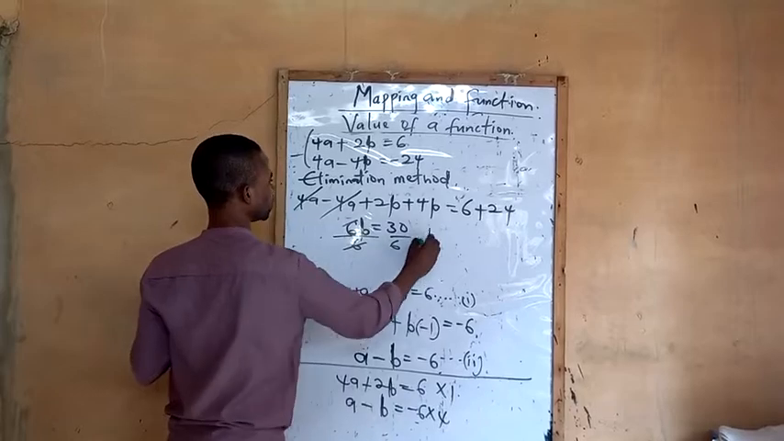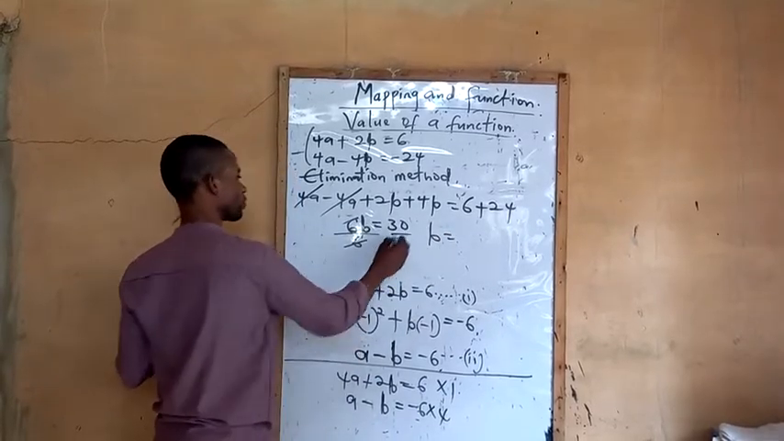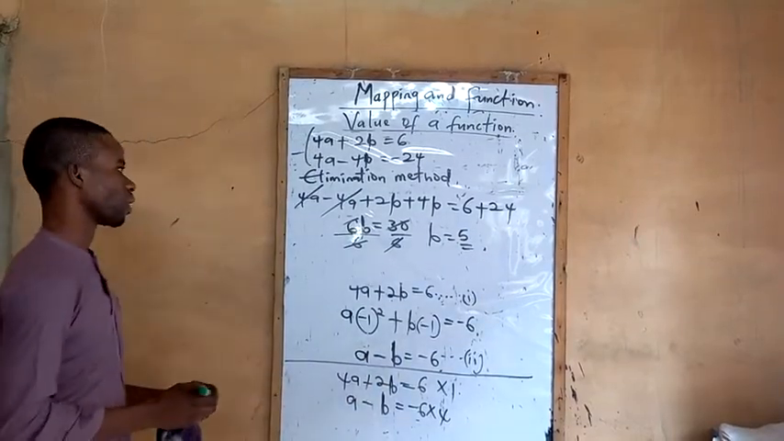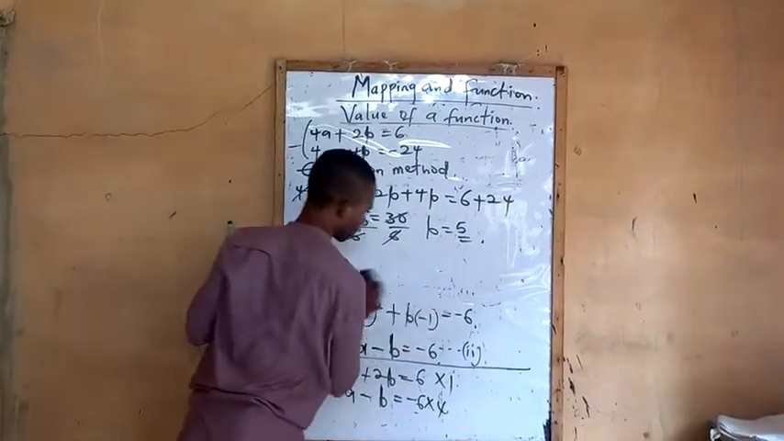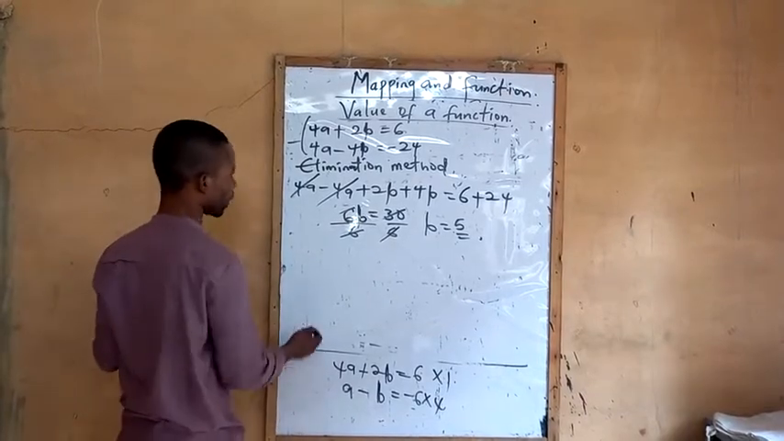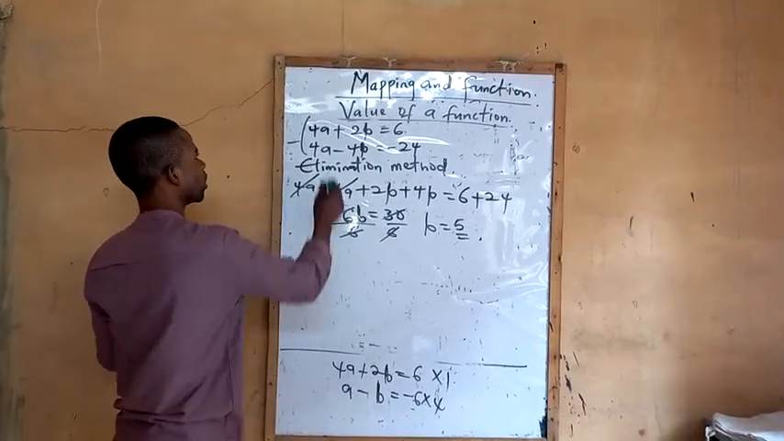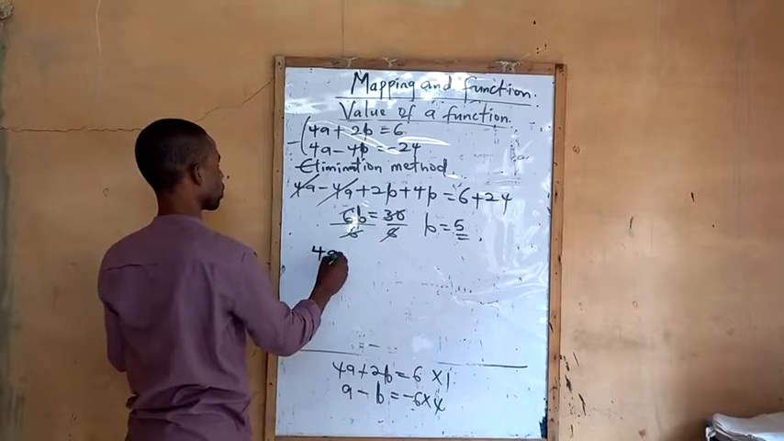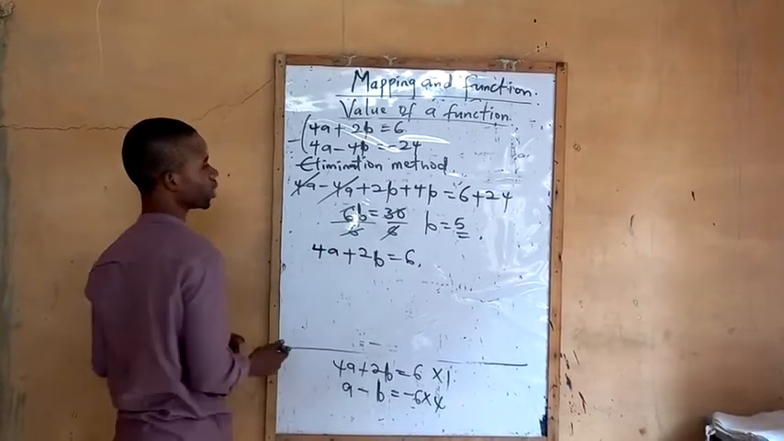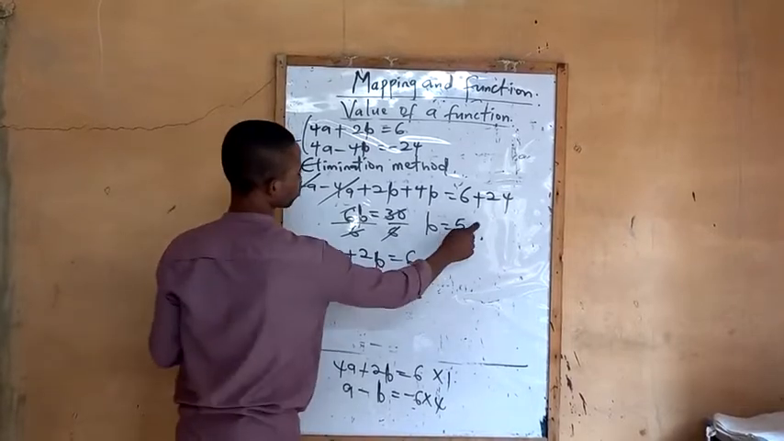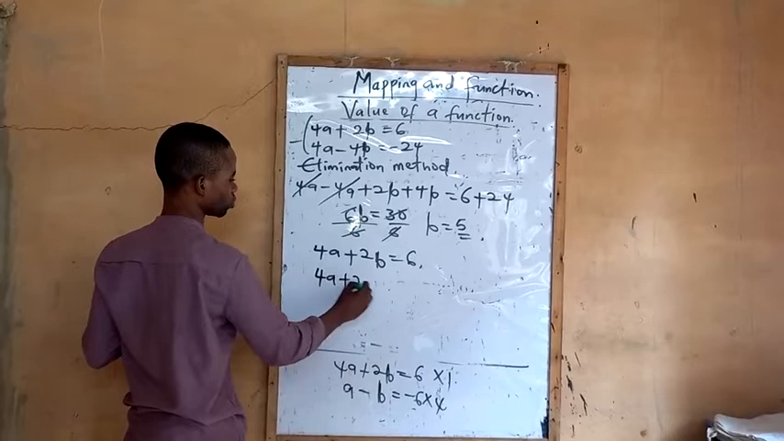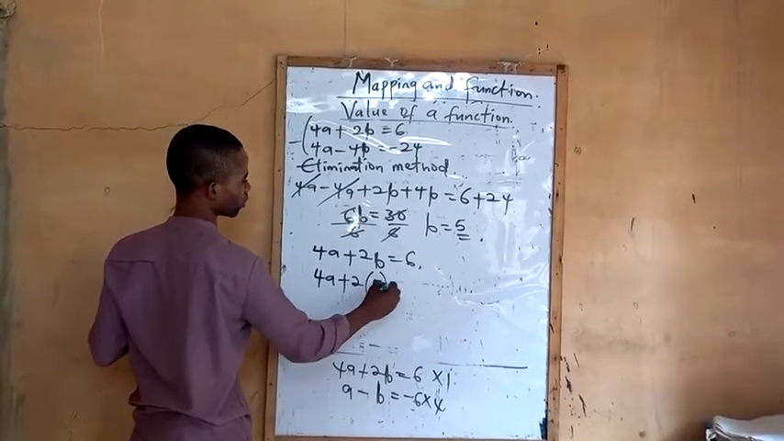That means our b equals 30 divided by 6, that is 5. So we are going to get a. How do we get our a? Just take any of the equations and substitute. I take this one, 4a plus 2b equals 6. Anywhere I see b, I'll substitute 5. That means 4a plus 2, open bracket 5, equals 6.